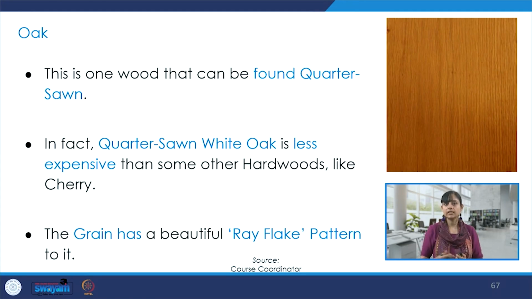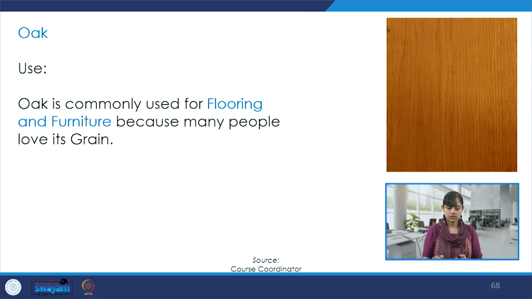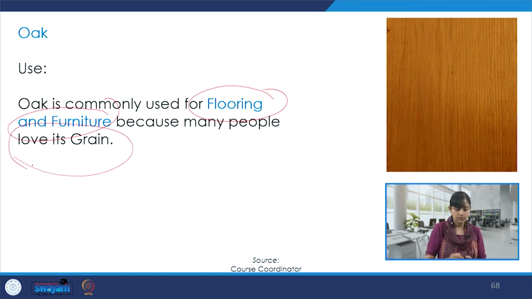So this is one wood that can be found quarter sawn. We saw in the beginning plain sawn, quarter sawn, rift sawn. So in fact, quarter sawn white oak is less expensive than some other hardwoods like cherry. So this is an advantage. The grain has a beautiful ray fleck pattern to it, and therefore that is also capitalized on while designing. So it's used for both flooring and furniture, and a lot of people, designers, clientele love this kind of timber because of its grain structure and appearance.